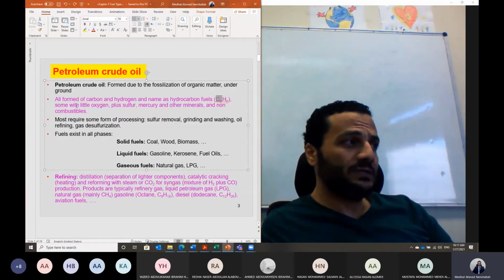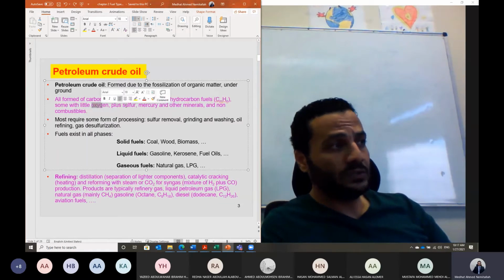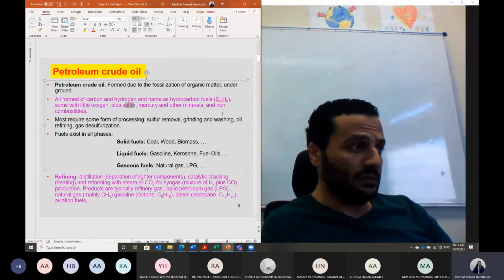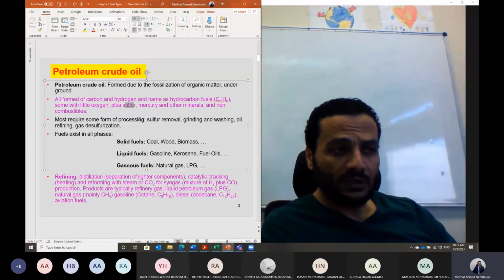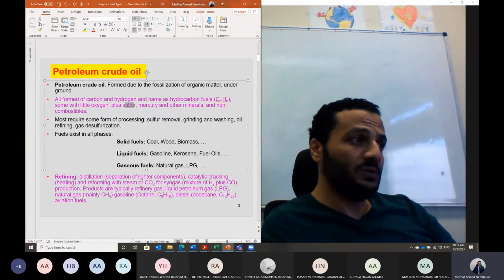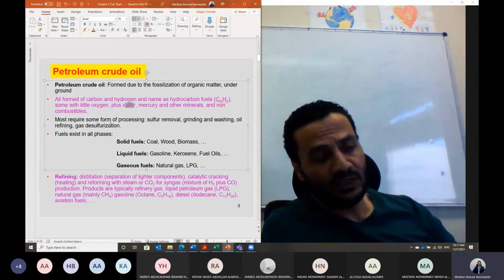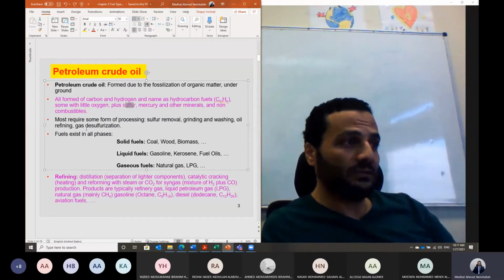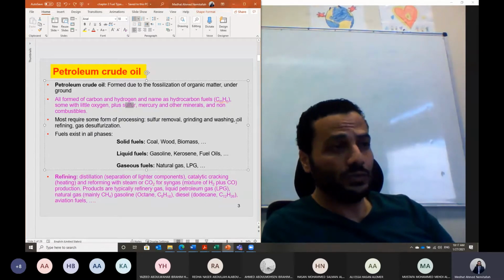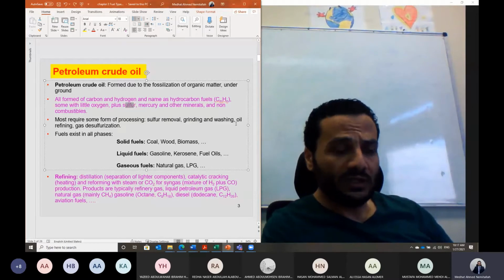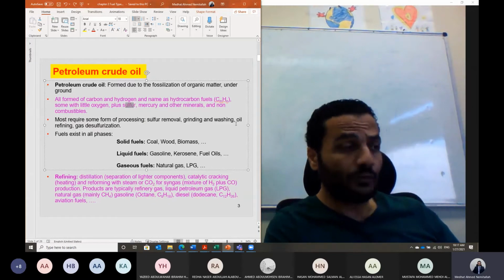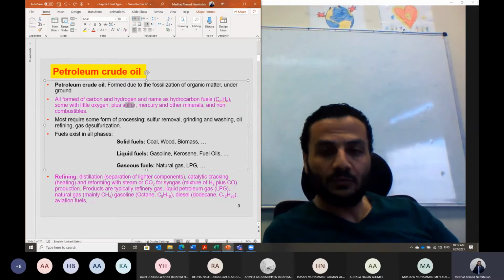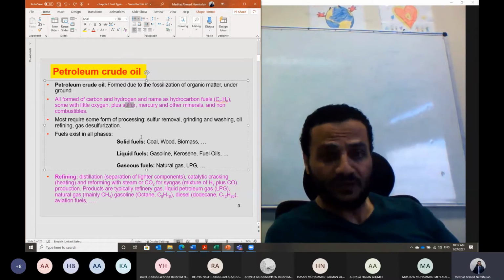And we also have some other impurities, including oxygen, sulfur, and some minerals and other components. We have to clean up this fuel before using it, especially the sulfur. We have different kinds of purification processes, including desulfurization processes, washing, and grinding, in order to clean up the fuel before using it in any application.